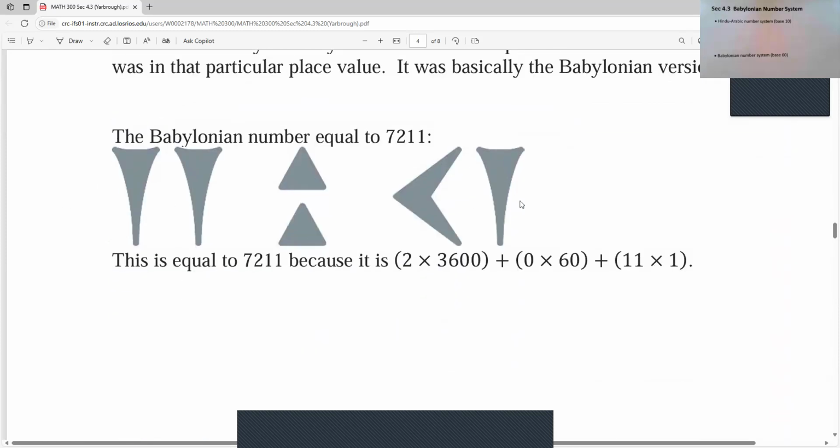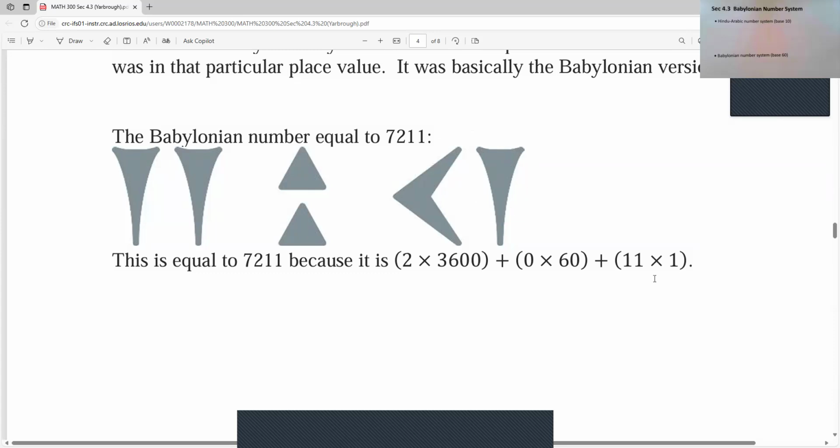So if we look at a number like this, let's talk about what that's equal to. Well, it's equal to 7,211, but let's talk about why. On the far right, we have 11, right? This is 10 plus 1. This is 11. And the Babylonians on the far right, that's their ones place, or their 60 to the zeroth place, but that's their ones place.